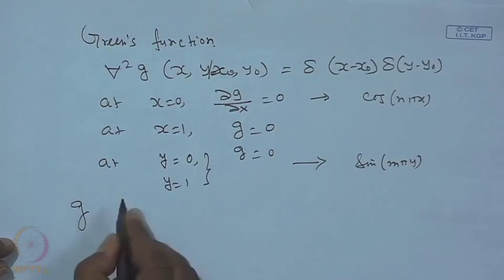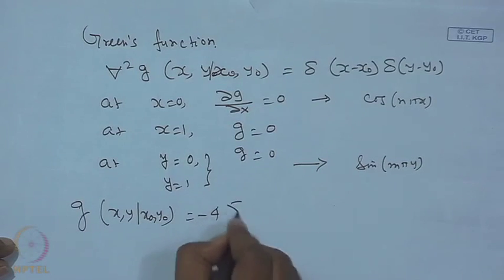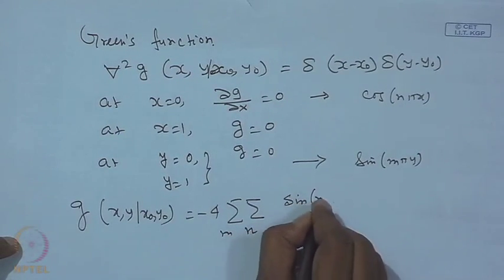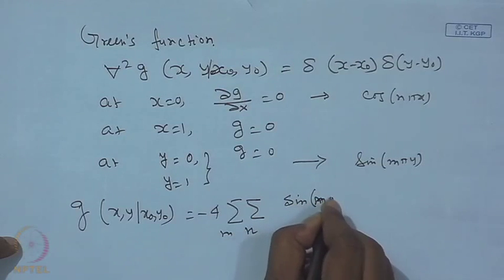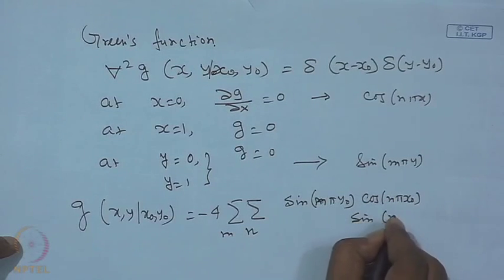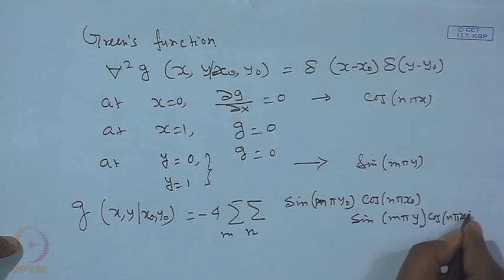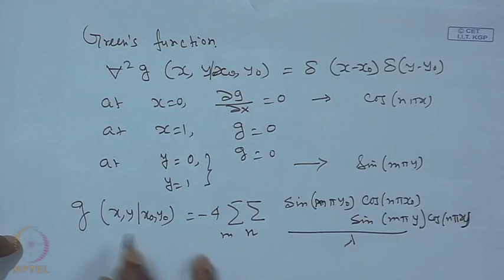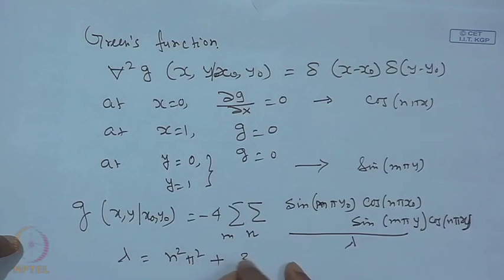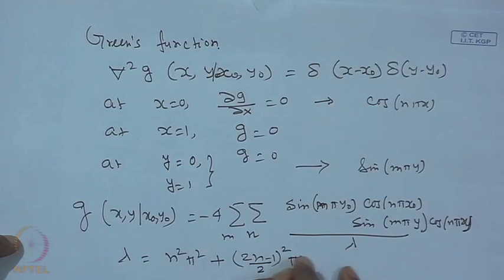So, therefore, Green's function here becomes minus 4 summation over m summation over n sin n m pi y naught cosine n pi x naught sin m pi y cosine n pi x divided by lambda, and lambda in this case is n square pi square plus 2n minus 1 by 2 square pi square.